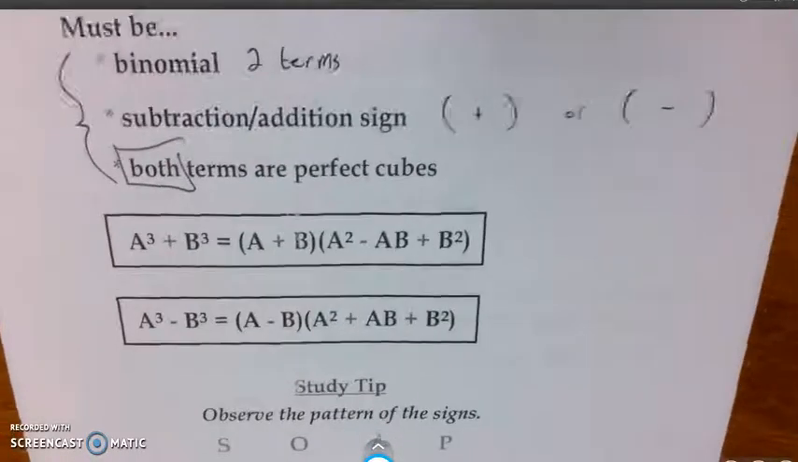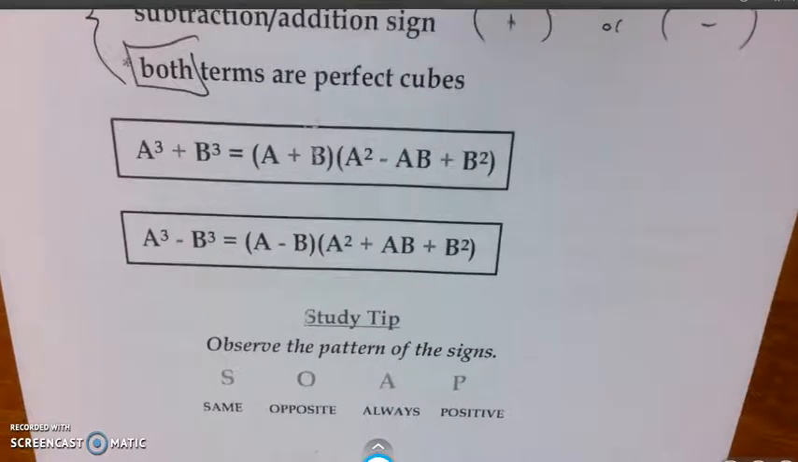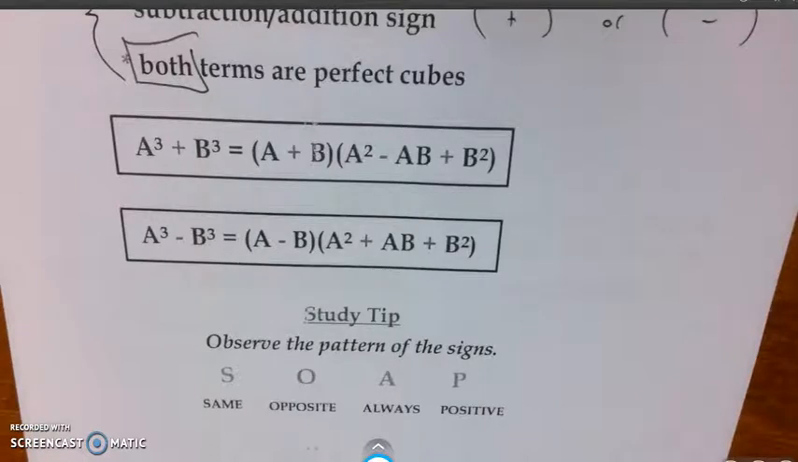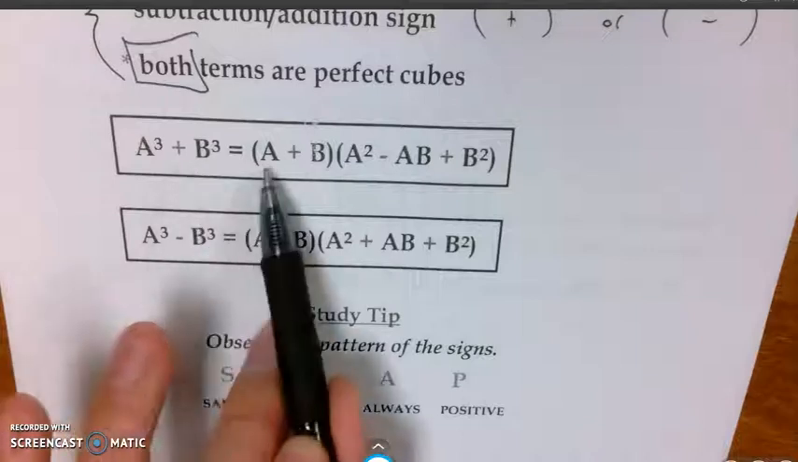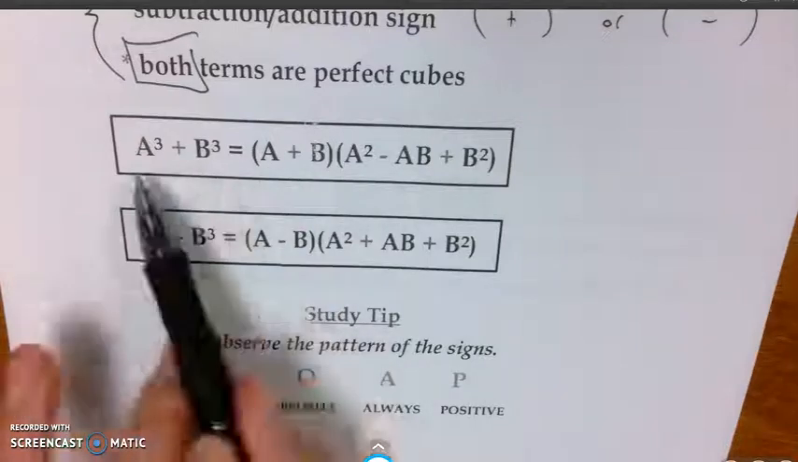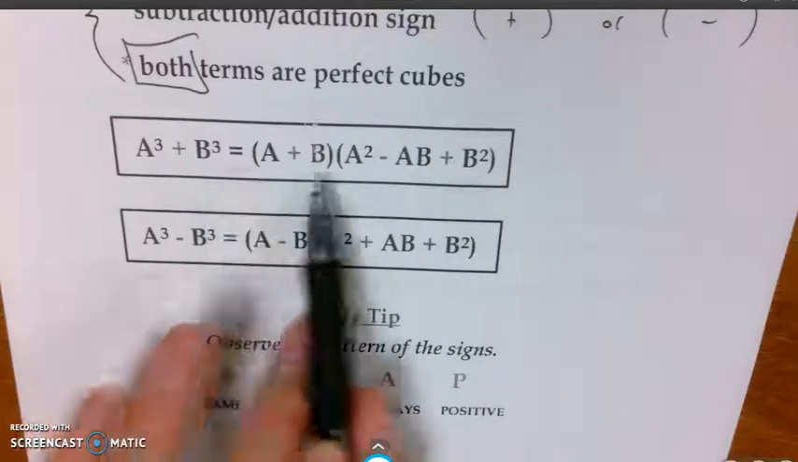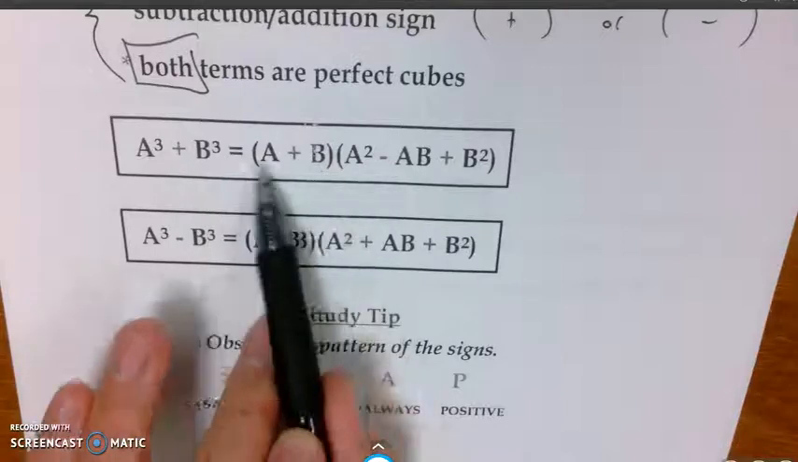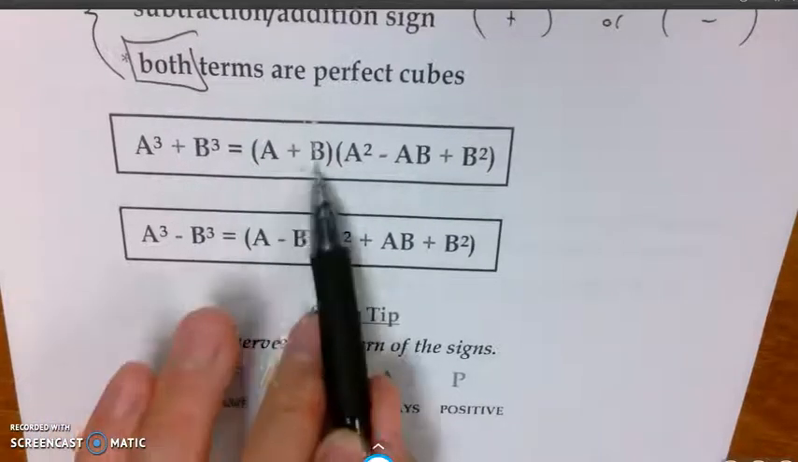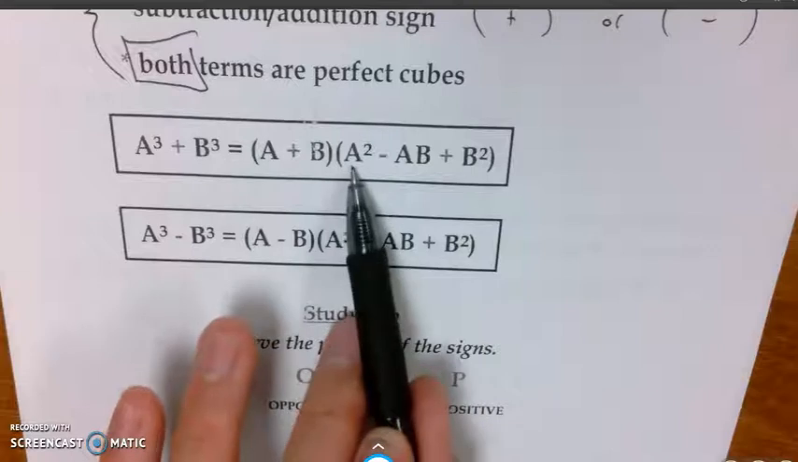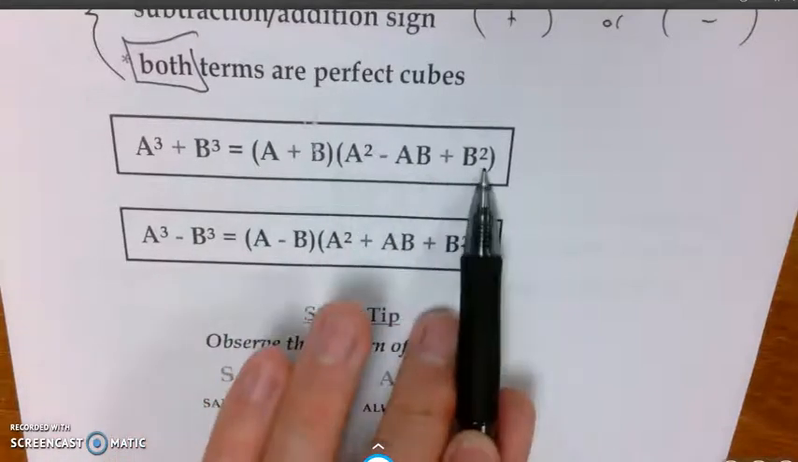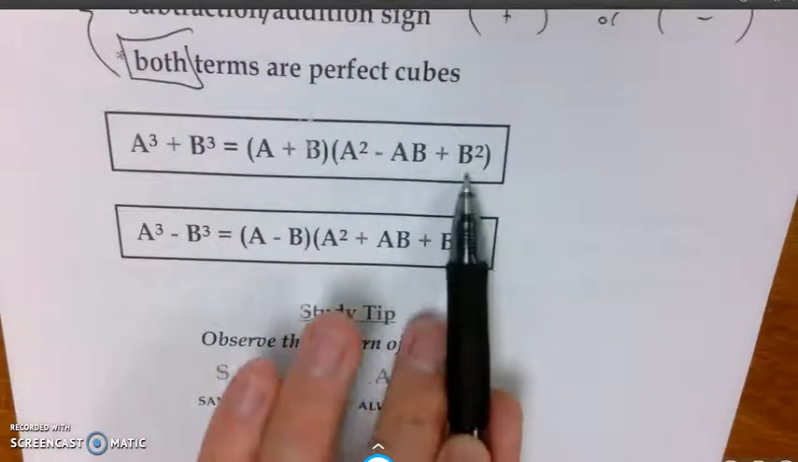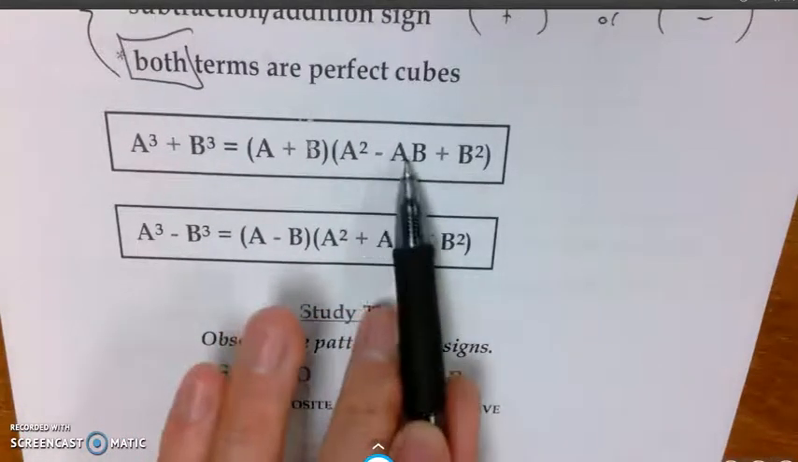So the formulas are as follows. And if you need to pause this to write this down, I would strongly advise it. If you have the sum of cubes, it's going to break down into the cube root of your first term plus the cube root of your second term. So we have to establish what are those cube roots. Then we're going to multiply that by the quantity where we square the first term. And then the last one is going to be the square of the second term. And in the middle is going to be the product of the two.